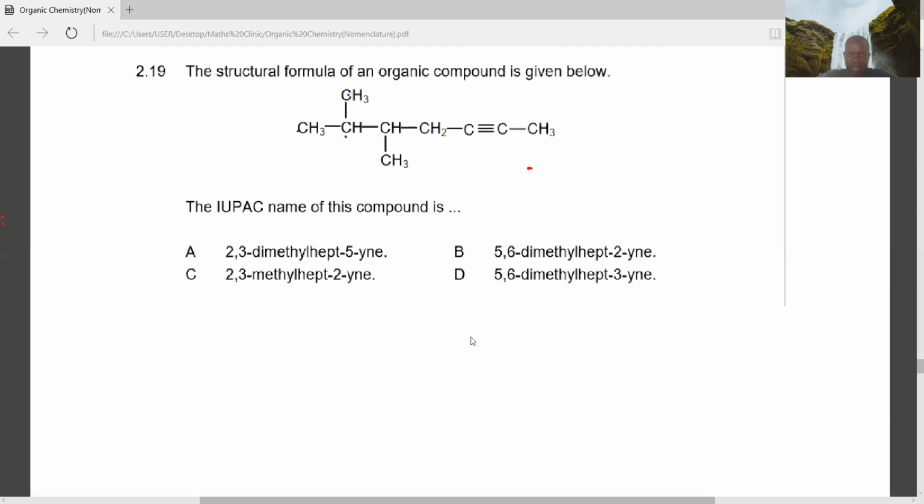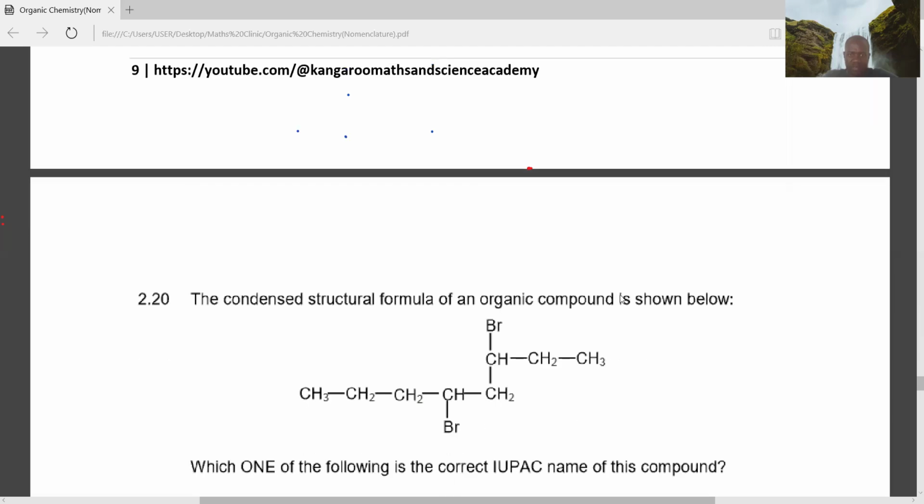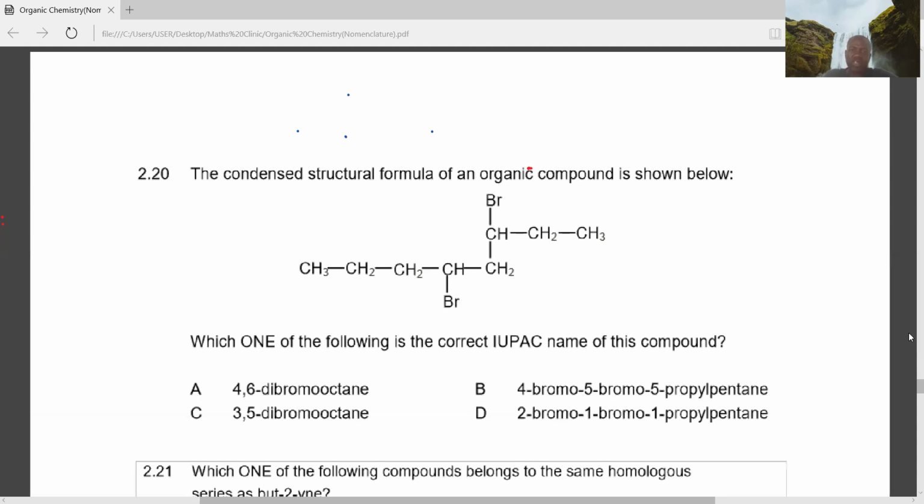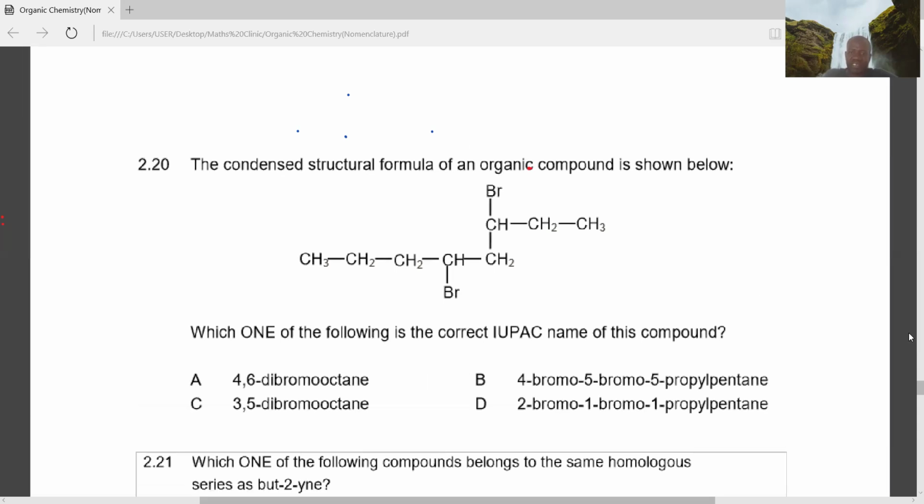Okay. Now let's move on. 2.20. Even this one we need to name, but now it's a halogen. Consider the condensed structural formula of an organic compound, but this is not a condensed formula, because the bonds have been shown there. It's the structural formula. Okay, fine. Right, let's now choose the longest chain.